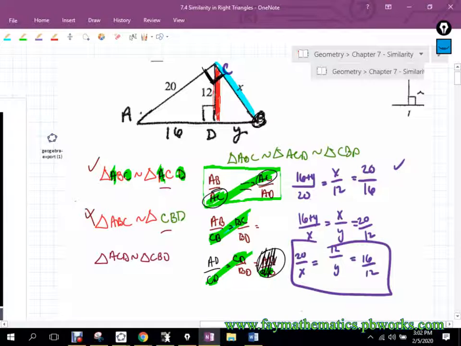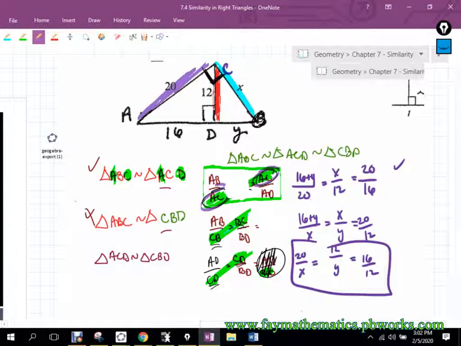What's the blue one? Altitude. CB, altitude. Or CD is an altitude. CB is an altitude. What's AC? What's that distance right there, which is those two? Is that also an altitude?